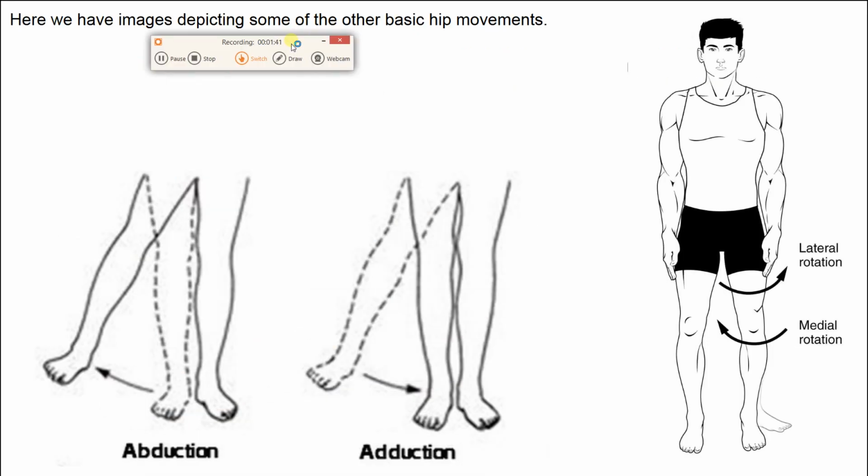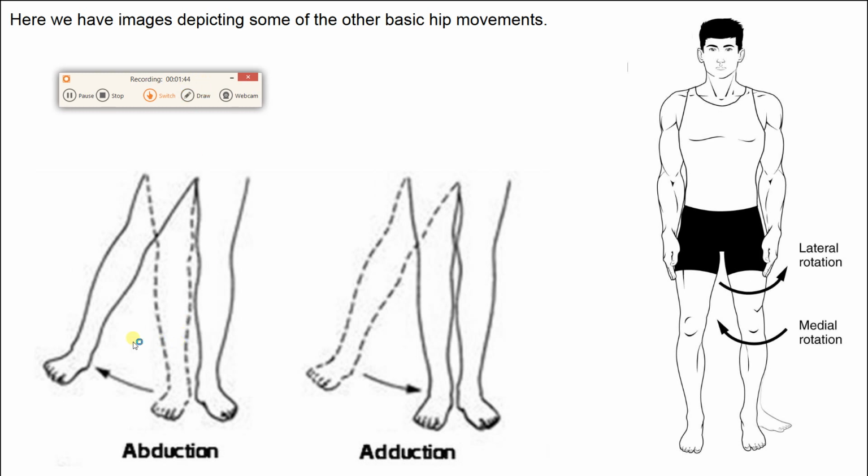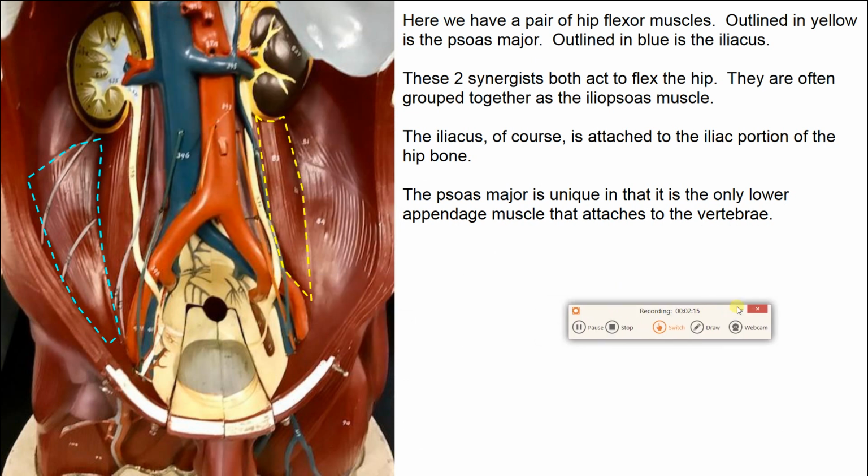Other movements include abduction. So taking your leg out like so, like imagine you are doing jumping jacks. So the leg motions you're doing when you're doing jumping jacks, first your legs go out, that's abduction. Then your legs come back in, that's adduction. You can also rotate, turn your toes out, it's lateral rotation, turn your toes in is medial rotation. So these are our basic hip movements. We're going to hit some muscles that are going to do these.